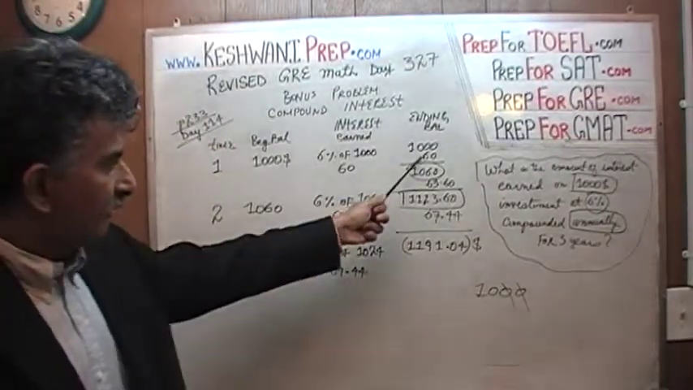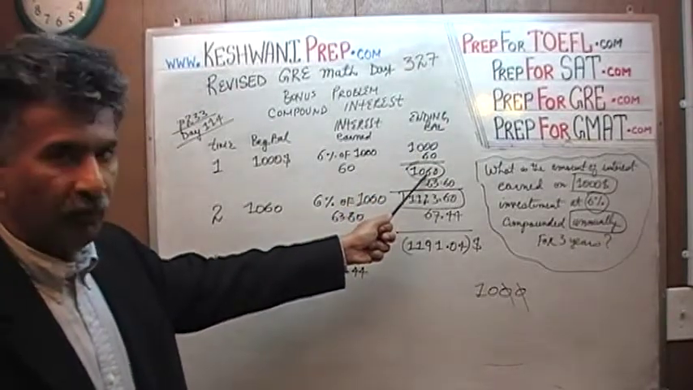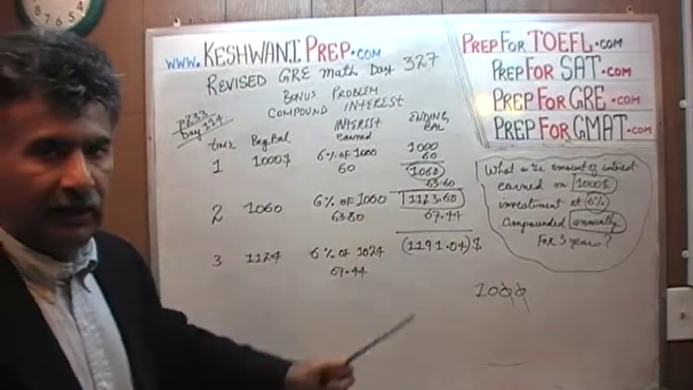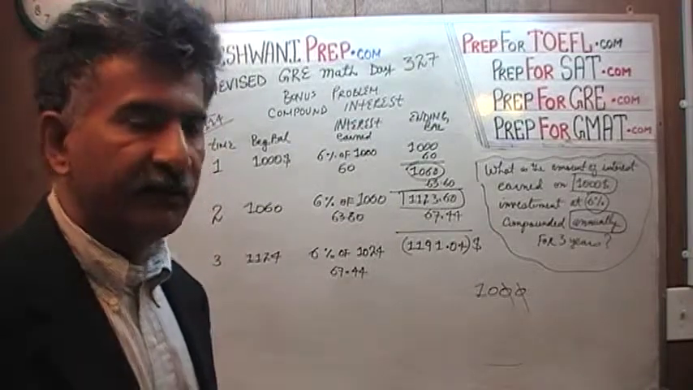We add that $60 of interest that we earn to our initial investment, giving us a grand total of $1,060. That $1,060 that is in our account at the end of the first period is the amount that we have at the beginning of the second period.